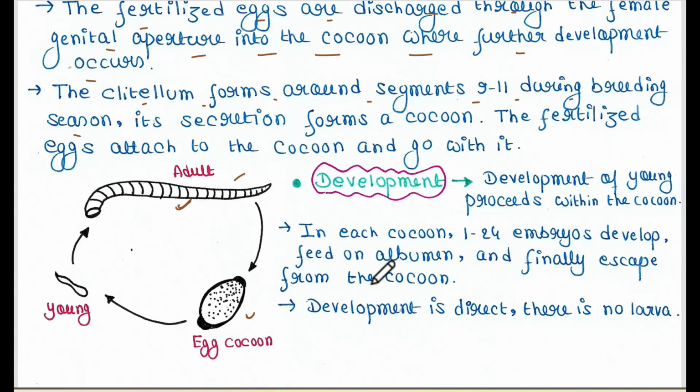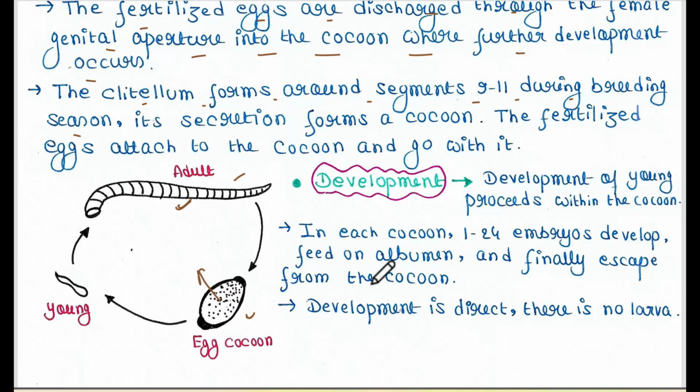So we know that leeches have a specific structure that helps in reproduction, and that is present in segments 9 to 11. It secretes a chemical which forms this cocoon, and the fertilized eggs are attached to the cocoon and go with it. So inside this cocoon there are fertilized eggs.